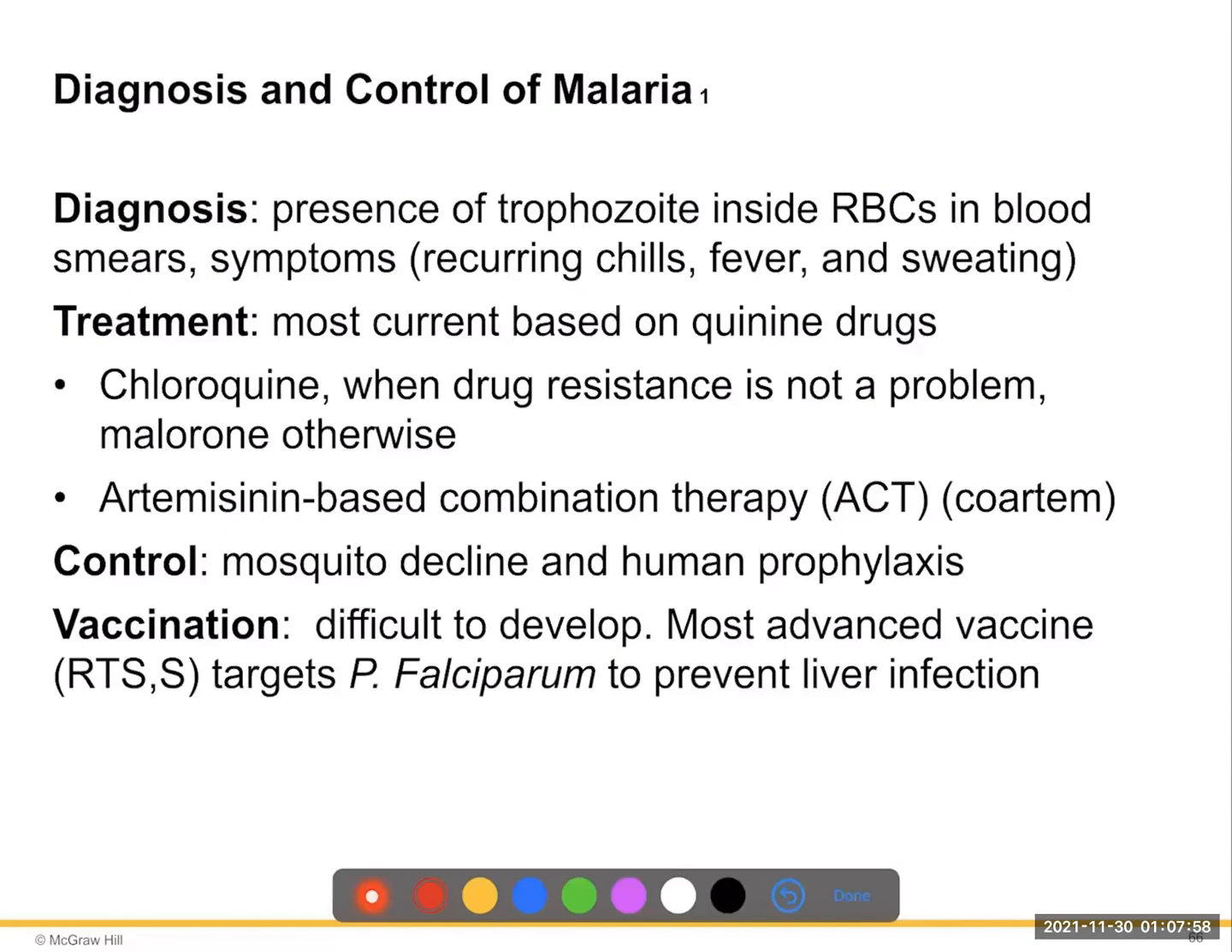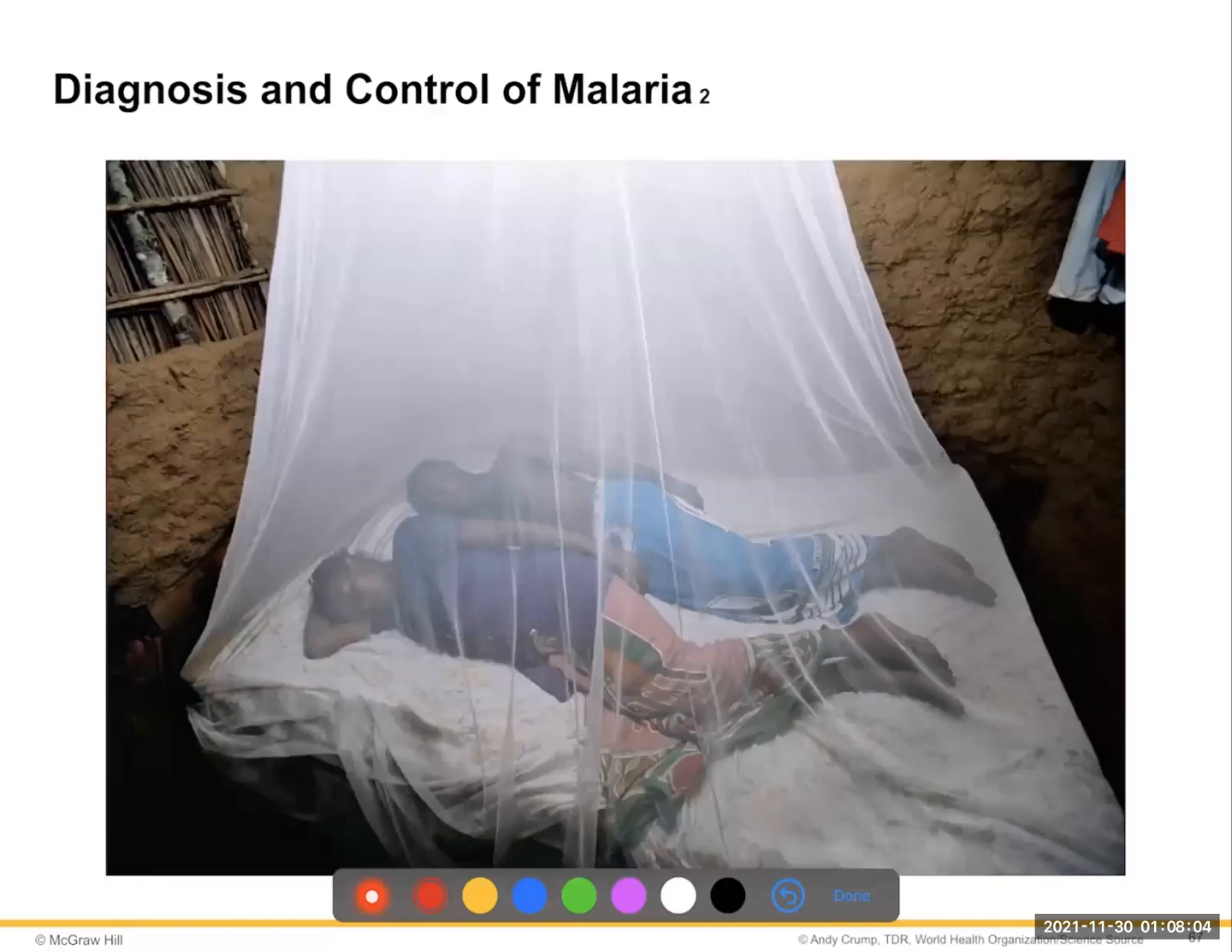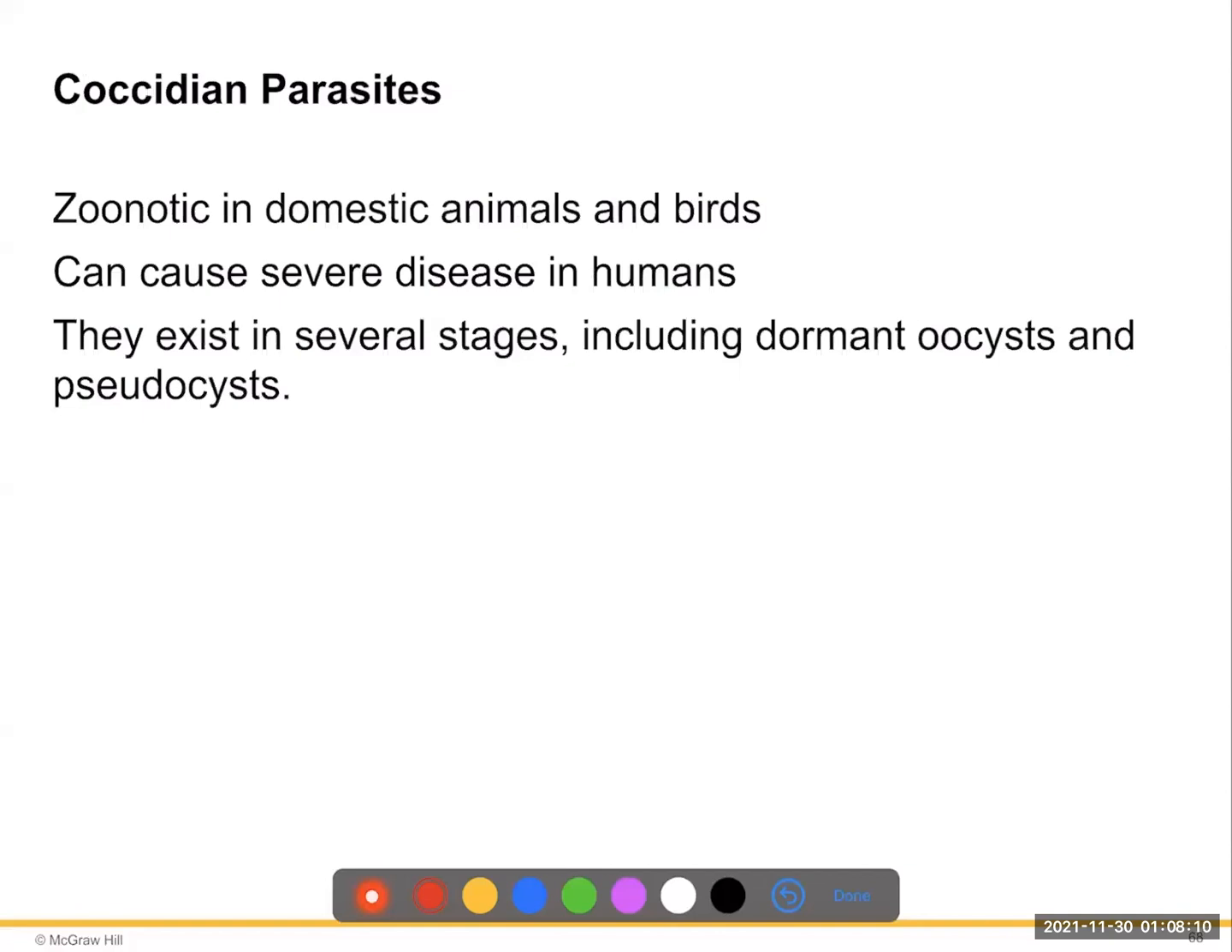Okay, we don't really have a really good vaccine for it. The most advanced vaccine targets prevent liver infection, and that's one way we control it. Mosquito netting keeps mosquitoes away at night. Coccidian parasites, zoonotic in domestic animals and birds, can cause severe diseases in humans. They exist in several stages, including dormant oocysts and pseudocysts.